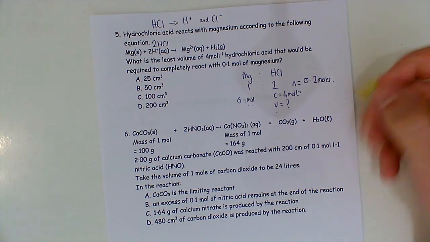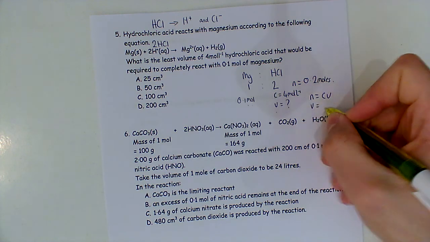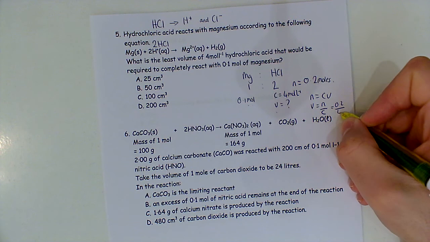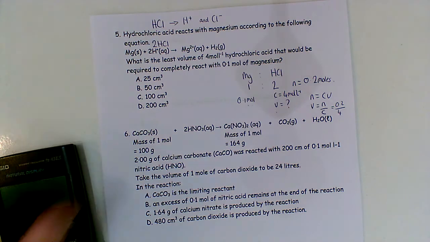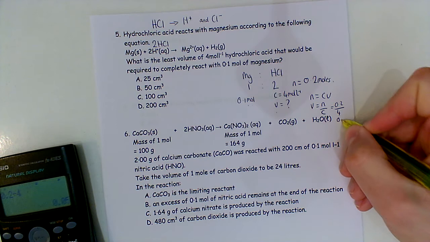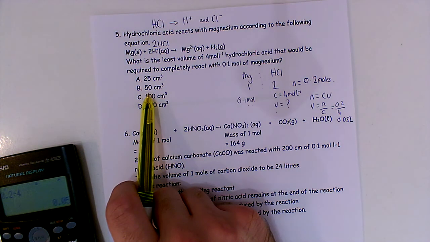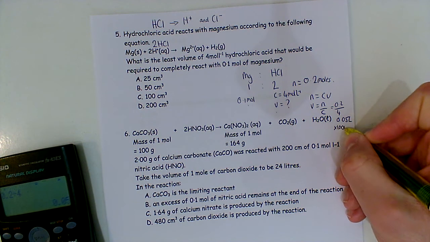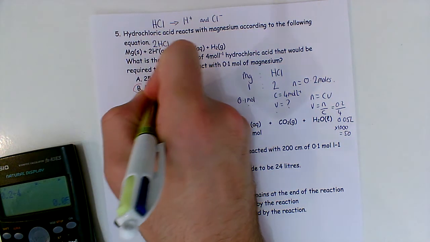So n equals that, c equals that. What does V equal? Now we know n equals CV, so V is equal to n divided by c, which is 0.2 divided by 4. And I've got a calculator somewhere. 0.2 divided by 4 is 0.05 litres. Now all of these are centimetres cubed, so to turn litres into centimetres cubed, we multiply by 1000, which is 50. So that is our answer, it's going to be 50.